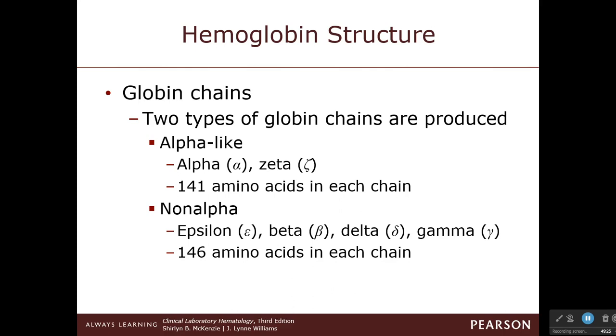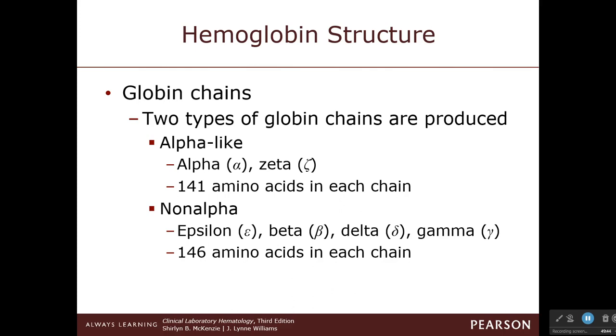All right, zeta has a kind of weird, Z-looking deal there. Okay, zeta, alpha and zeta. Now alpha is very important to us, because it is found in all adult hemoglobins.